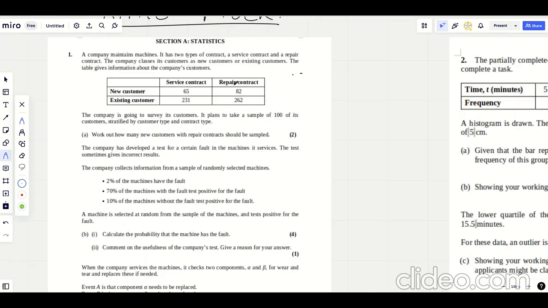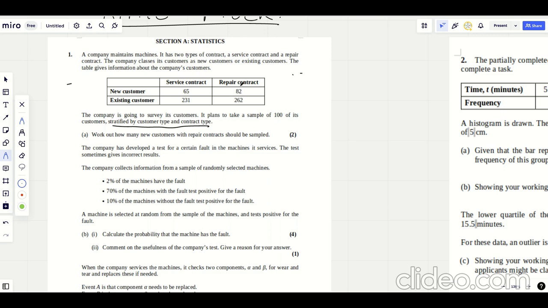What have we got here? So this is stats. I haven't seen this paper before. Let's have a look at it. I'm making sure I've got the solutions next to me though, so I don't make any mistakes. Okay, so the company is going to survey its customers: new customer, existing customer, service contract, repair contract. I guess these categories are mutually exclusive. They normally are when you set up a two-way table like this. Work out how many new customers with repair contracts should be sampled. So this is a stratified sample, stratified by customer type and contract type. Yeah, so we're going to make sure that these proportions here are mirrored in our sample of 100.